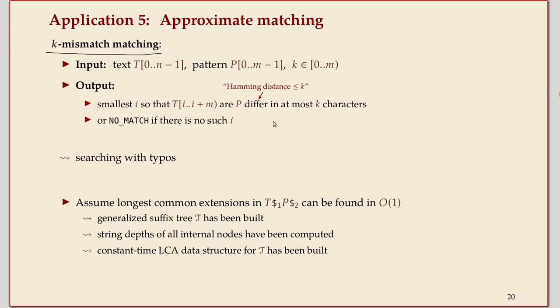And we need a little definition for that. The main idea is you allow k positions in the pattern to be wrong. The setup is we're given the text and the pattern, but we're also given how many mismatches we allow. And then we find a position in the text so that this portion of the text, of the same length, and the pattern differ in at most k positions.